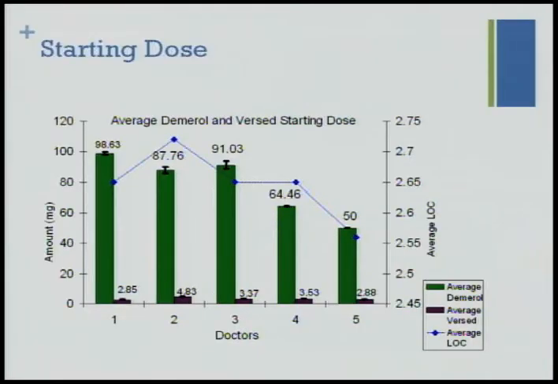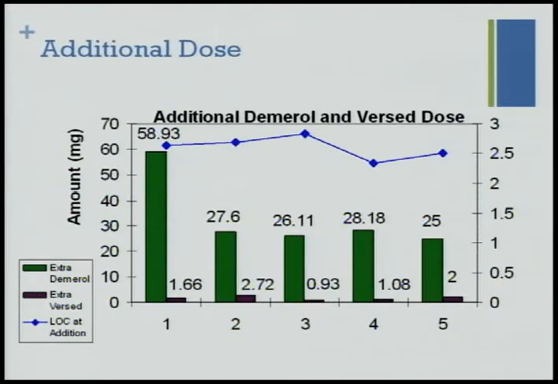Findings of my study. This graph shows the starting dose. The green is demonstrated for the average Demerol, while the purple is the average Versed. I added an extra axis to represent the average level of consciousness at the beginning of the procedure. You can see that the amount of medicine given is varied throughout the physicians, but the level of consciousness seems to stay even. This graph represents the additional medicine given.